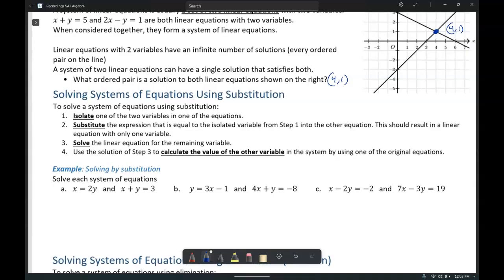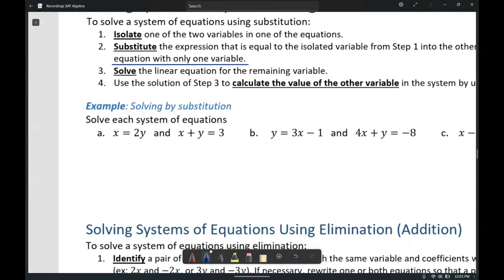First step is we want to isolate one of the variables in one of the equations. Which one we isolate does not matter. It is up to our discretion to pick the one that we think is probably easiest. Next, we substitute the expression that is equal to the isolated variable into the other equation. We should end up with an equation with only one variable after we do this. Then we can solve for the variable that we have. And once we have our first variable, we can plug it into one of the original equations to solve for the other variable. And it does not matter which equation we use.